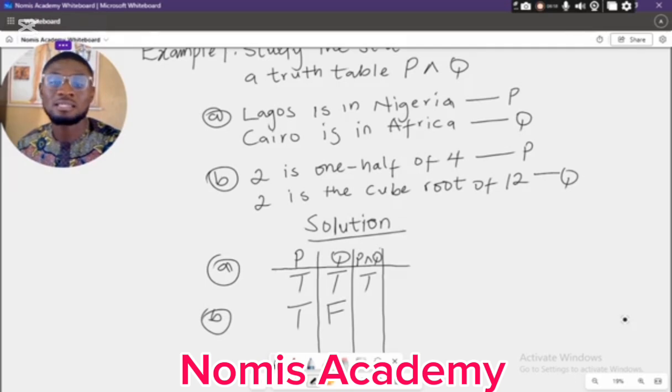Since we are having false as part of the compound statement joined by the connective, we tell that the statement should be false. So it's as simple as this.